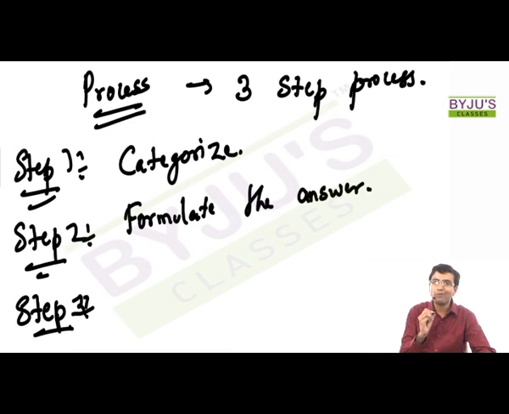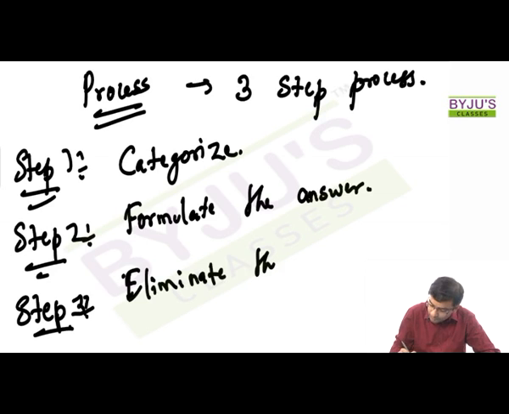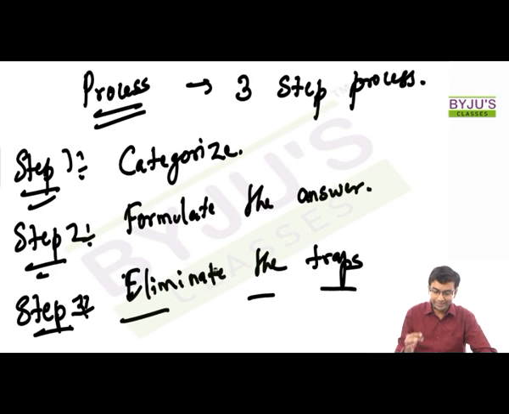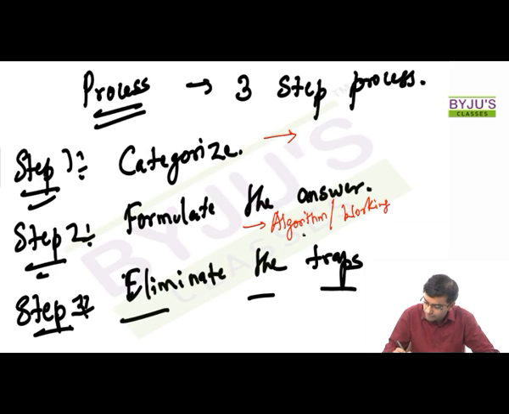But in RCs, we have one step further. You categorize, you formulate. After that, how do you eliminate the traps? This is the three-step process I'm going to follow while solving RC questions. First, I'm going to categorize. Next, I'm going to formulate the answer. For every category, I'm going to give you an algorithm or a working methodology to answer the question. And then eliminate the traps.